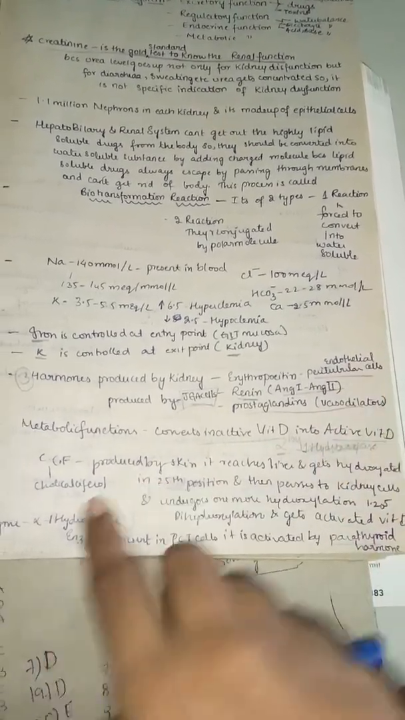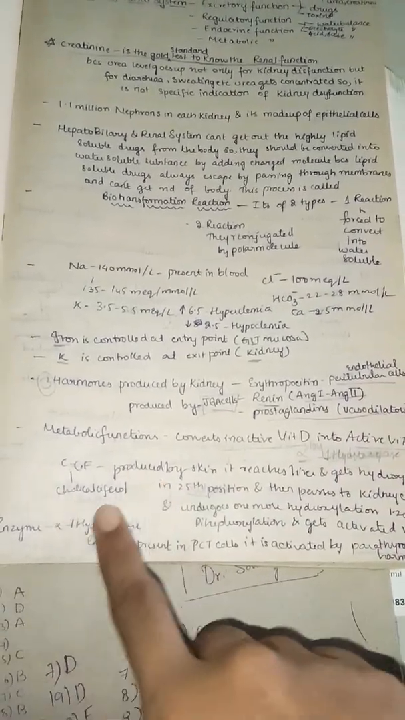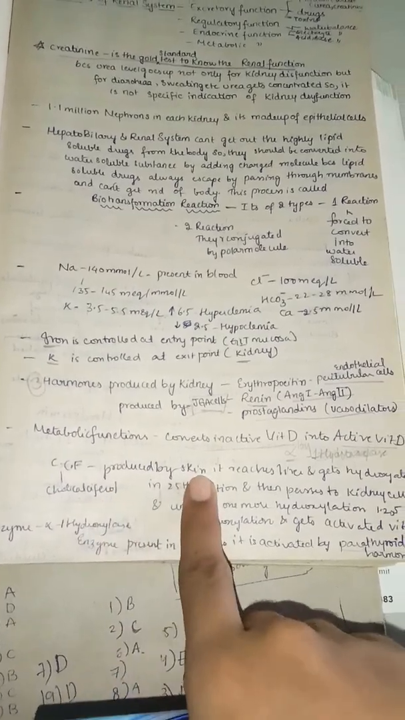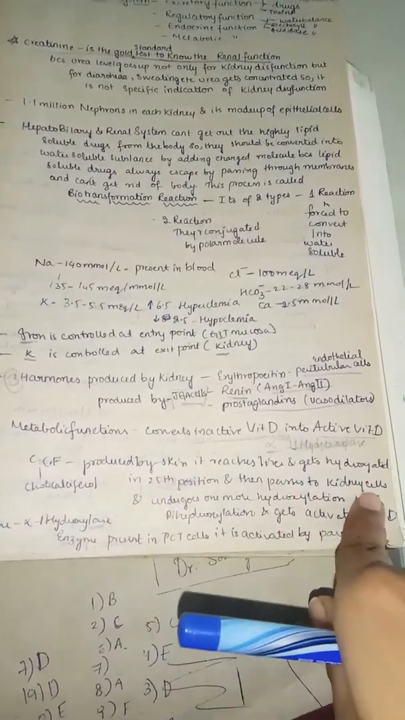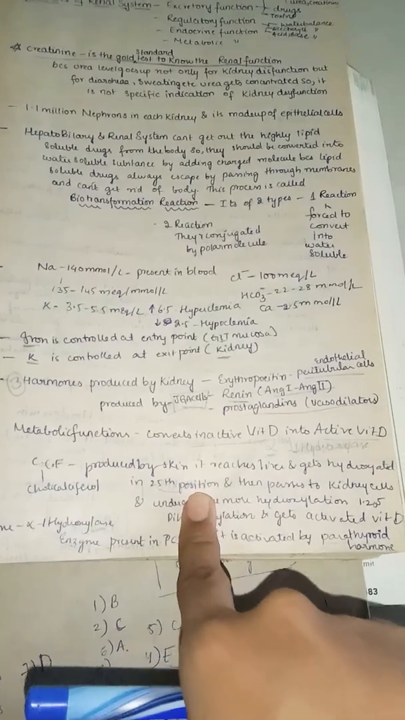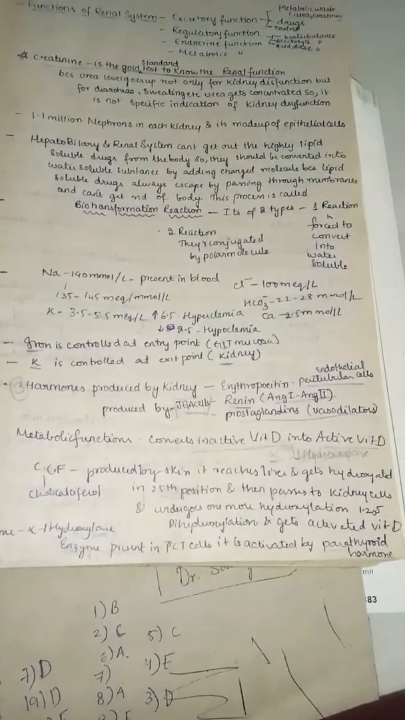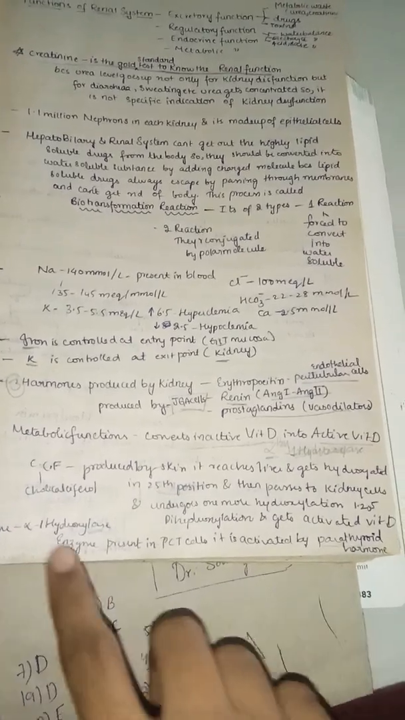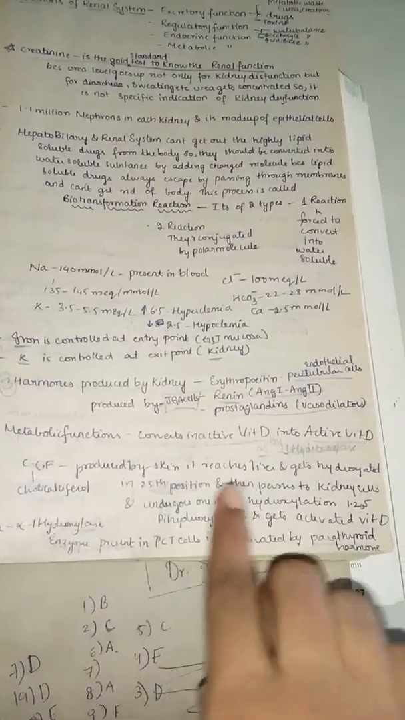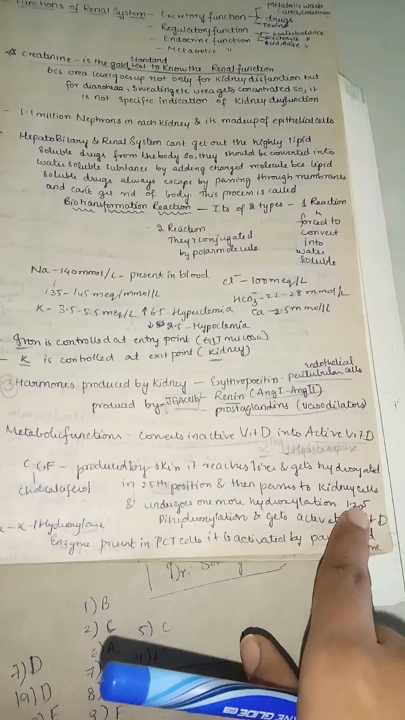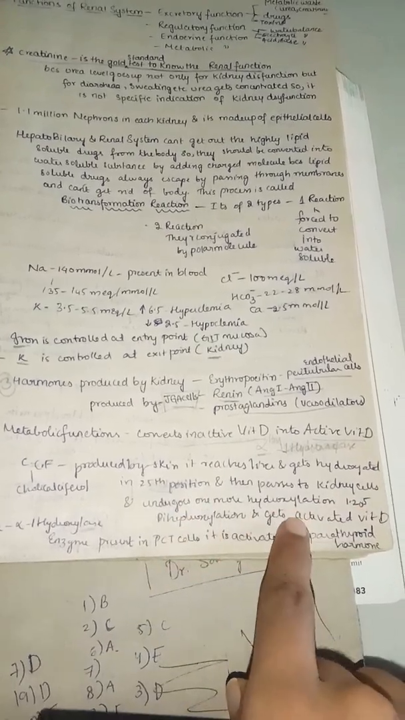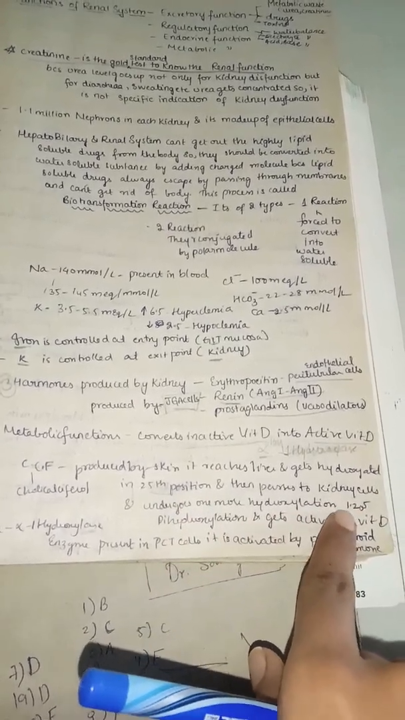So how is it converted? Mainly we have cholecalciferol, which is produced by the skin. It reaches the liver and gets hydroxylated at the 25th position and then passes to the kidney. Whenever it gets hydroxylated at the 25th position, it is called 25-hydroxycholecalciferol. After that it passes to the kidney cells and undergoes one more hydroxylation at the first position.